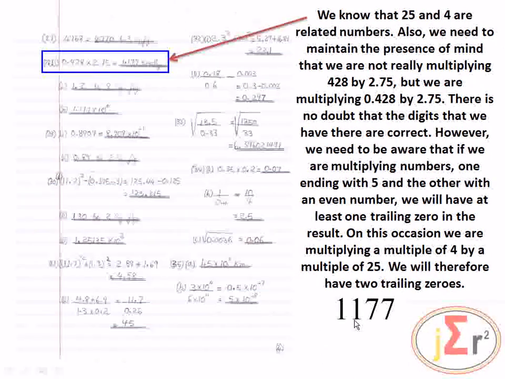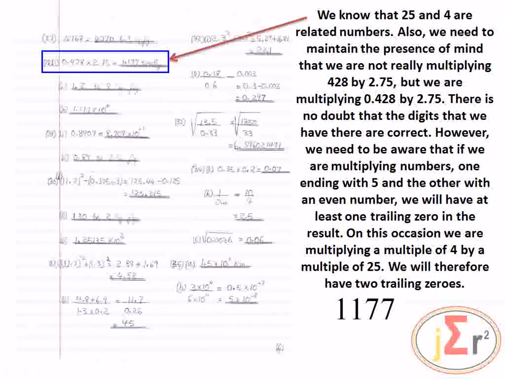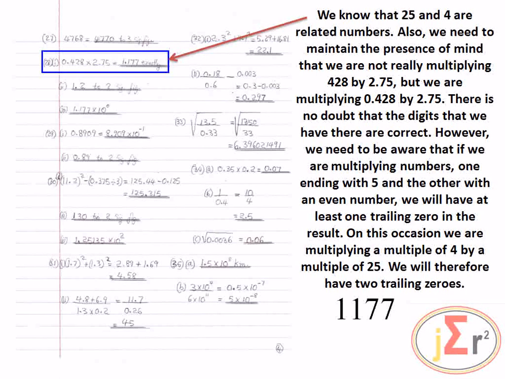However, we need to be aware that if we are multiplying numbers, one ending with 5 and the other with an even number, we will have at least one trailing 0 in the result. On this occasion, we are multiplying a multiple of 4 by a multiple of 25. We will therefore have 2 trailing zeros. And I am sure that no one will have any difficulty with this statement that we have right here.